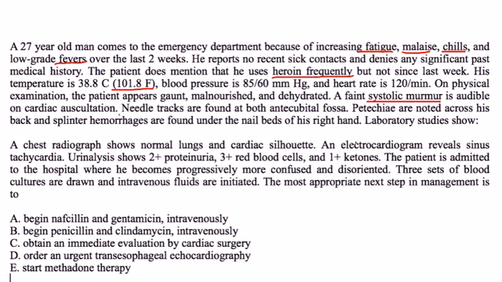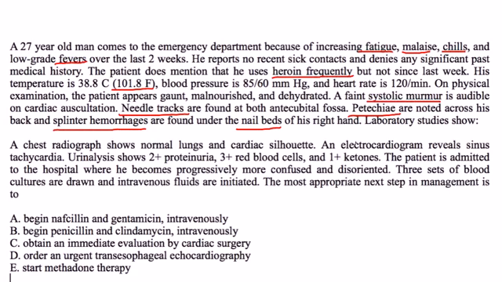Needle tracks are found on both arms. Petechiae are noted across the back, and splinter hemorrhages are found under the nail beds. Lab studies show, I didn't include them, I didn't have enough space, sorry about that. Chest x-ray is normal, EKG shows sinus tach, UA shows some protein and red blood cells.